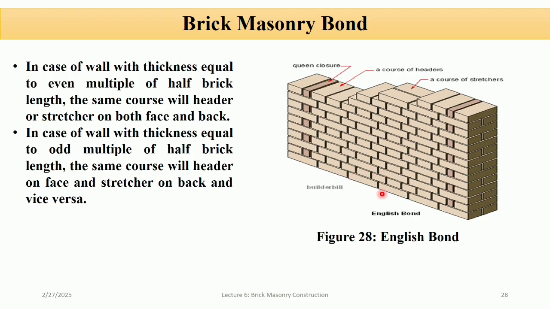Headers and stretchers are provided alternately, and a queen closer is provided after every quoin header. The same courses will show headers or stretchers on the face and back if the thickness of the wall is an even multiple of the half brick. And the same courses will show header on the face and stretchers on the back, and vice versa, if the thickness of the wall is an odd multiple of the half brick.